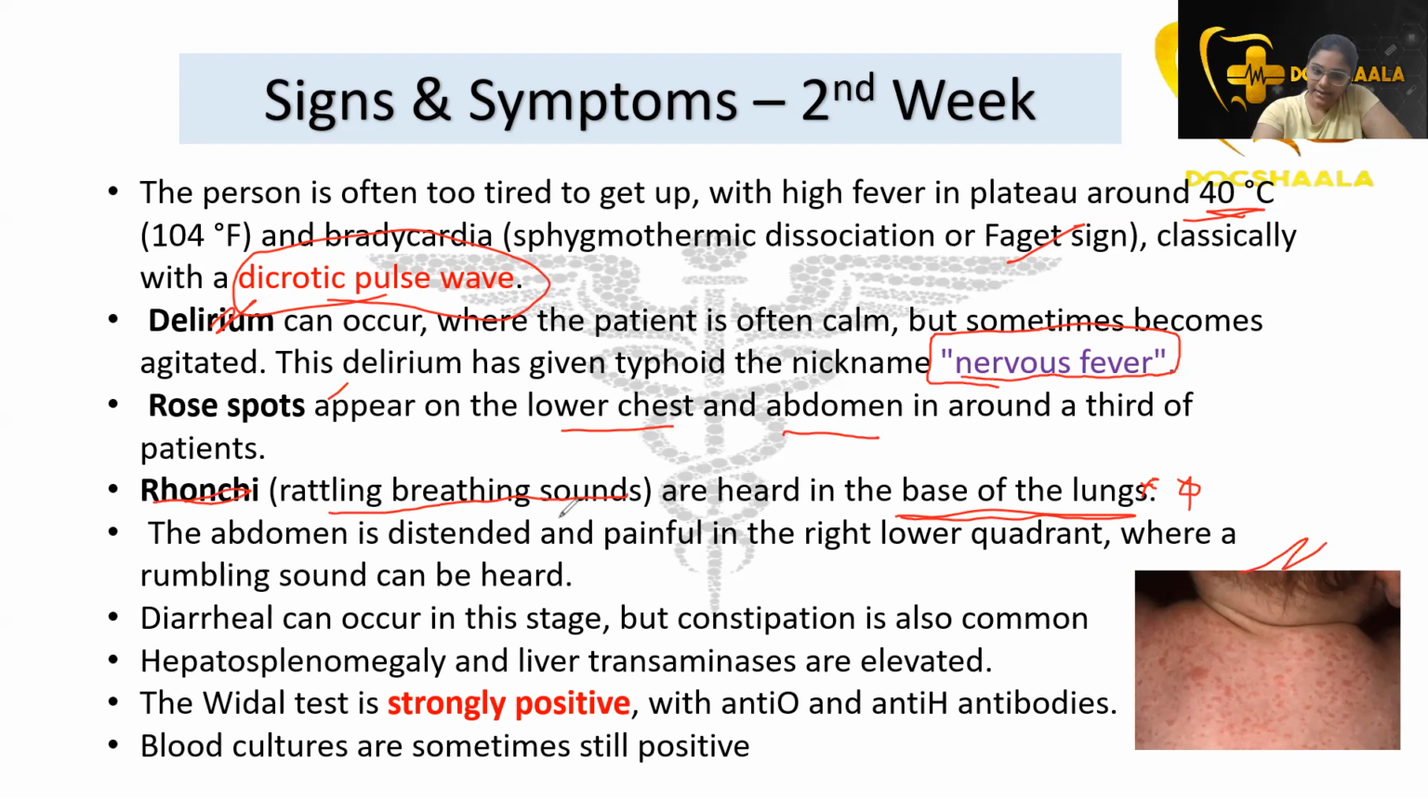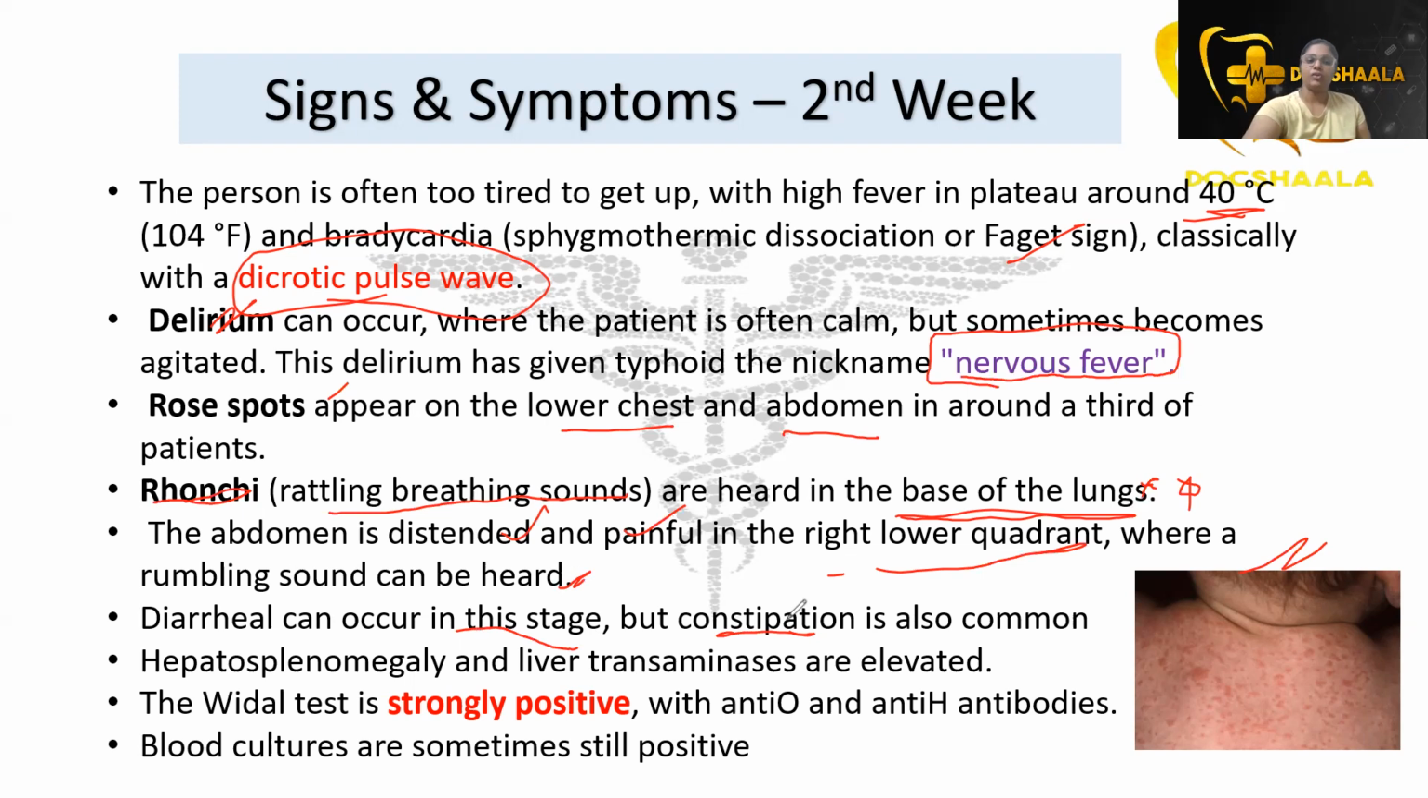The abdomen is distended and painful in the right lower quadrant, and a rumbling sound can be heard in the abdomen. Then diarrhea can occur in this stage, but constipation is also common. So in the first week we didn't see any diarrhea. We have only seen abdominal symptoms, but as the disease progresses into the second week, we can see diarrhea along with constipation.